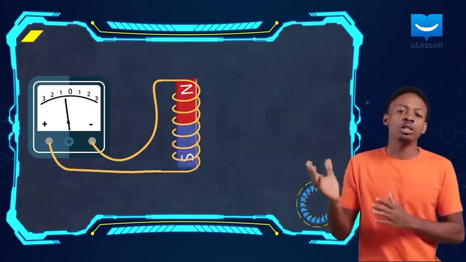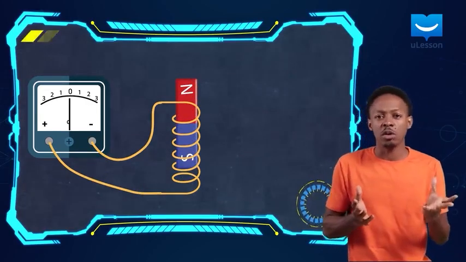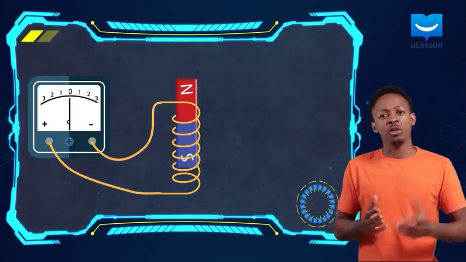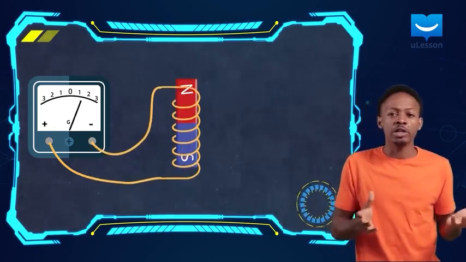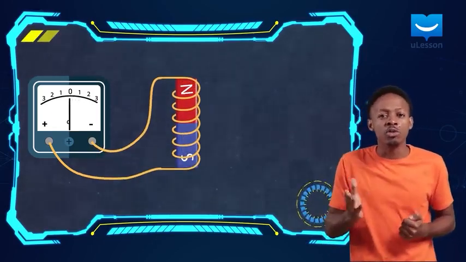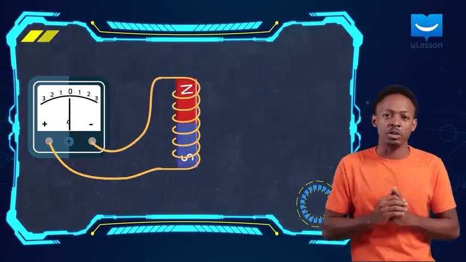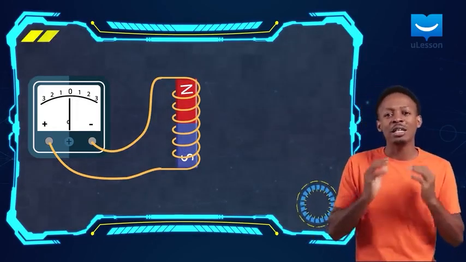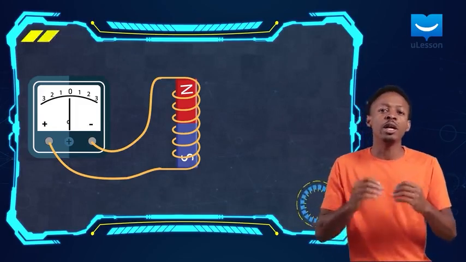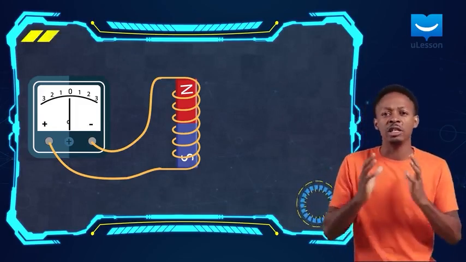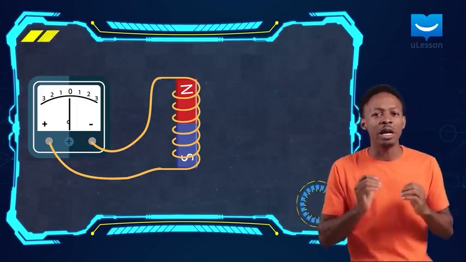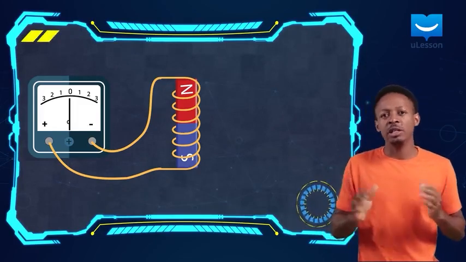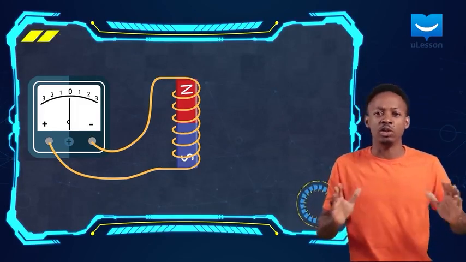When you move the coil this way, a current is induced in the coil and you will notice a deflection. When you move the coil in the other direction, the pointer also moves in the opposite direction. What this implies is that as long as the magnetic field is changing, there will be an induced current generated in the coil. But when the magnet and the coil are stationary, then there is no induced current.